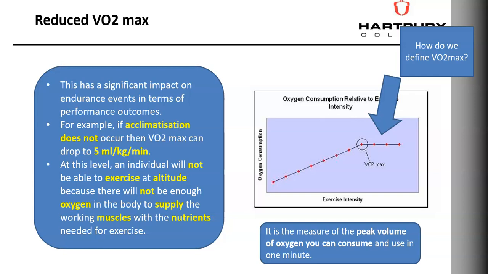If we don't acclimatise, then VO2 max can drop to 5 ml per kilo per minute. And at this level, an individual will not be able to exercise at high altitude because there will not be enough oxygen in the body to supply for working muscles to provide nutrients.